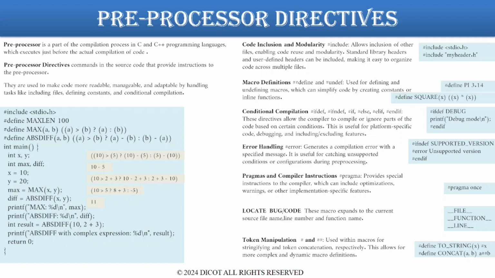So this is where the importance of parentheses comes into play. Parentheses ensure that the expressions are evaluated in the correct order. Without them, the operator precedence can lead to unexpected results. The output of this program is max 20, absdiff 10, absdiff with complex expression 5.